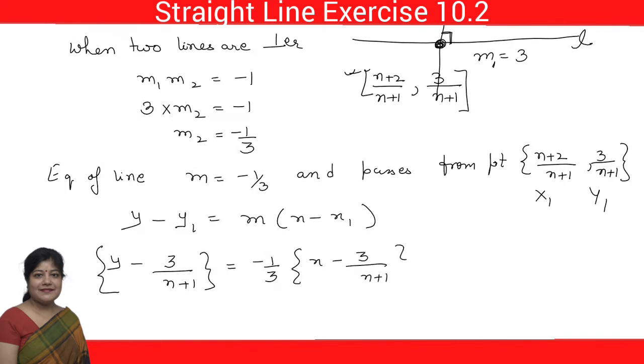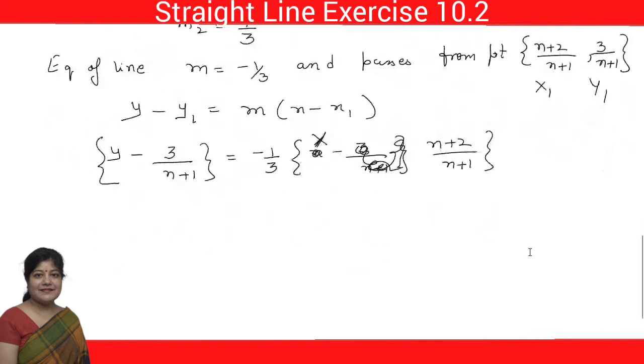Understood? Sorry, I will write it as x minus (n plus 2) over (n plus 1). Clear? Now we have to solve this. So how can we solve it?